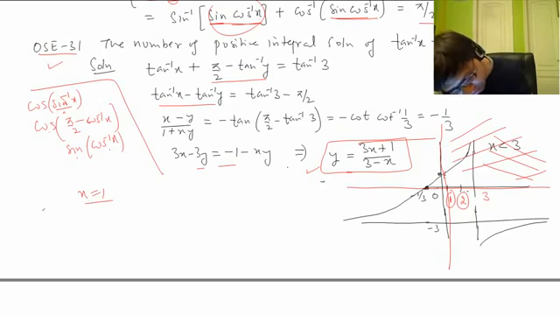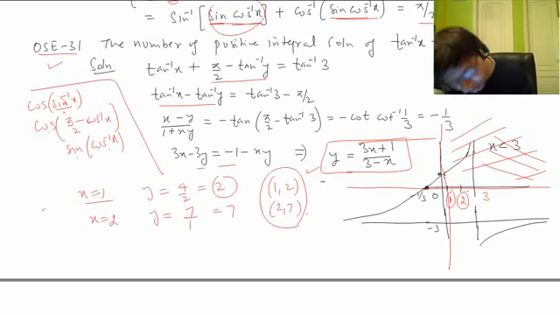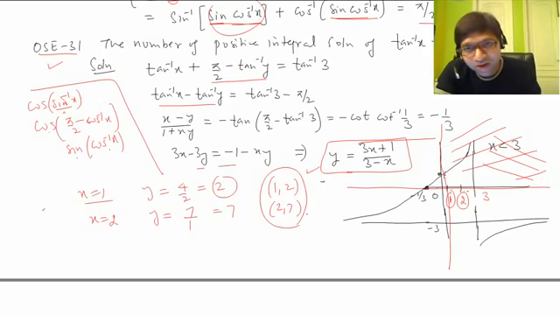So at x equal to 1, what does y come out to be? Put x equal to 1, y is 4/2, which is 2, an integer. So (1, 2) is an answer. Then we have x equal to 2, y equal to 7/1, which is 7. So we have another option. Both of them will satisfy, and they are positive integers.